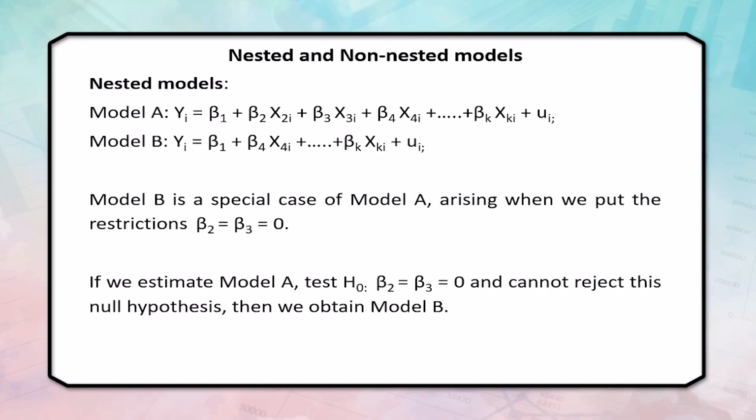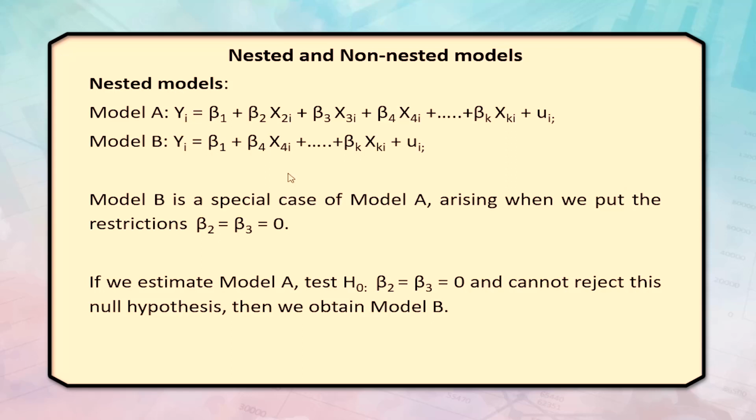Till now, the kind of testing that we have carried out with respect to specification errors pertains to nested models. So, what is a nested model? As you can see, model A has y regressed on intercept and x2 up to xk, whereas the alternative is model B, where we are proposing that variables x2 and x3 are omitted. So, beta 1, then x4 up to xk.